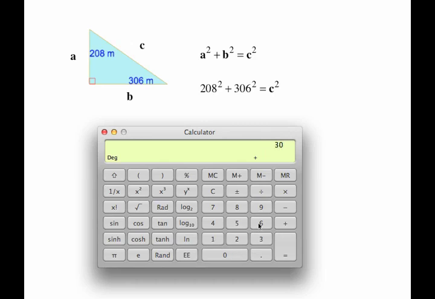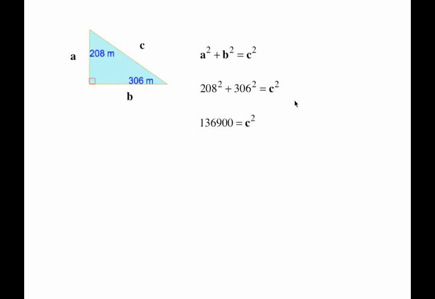Then I'm going to add that to 306 squared, and that gives me 93,636. That is going to be equal to 136,900, and that's your c squared. So that's your next step in the equation. Now we know what c squared is.